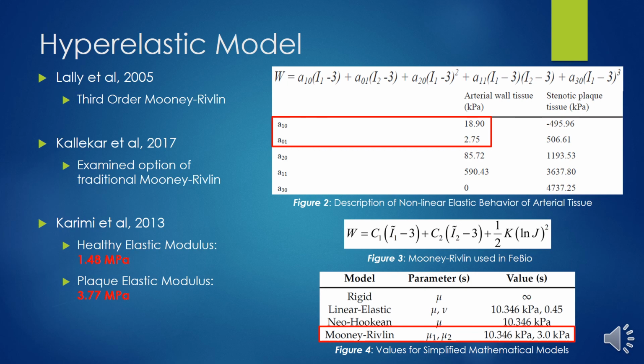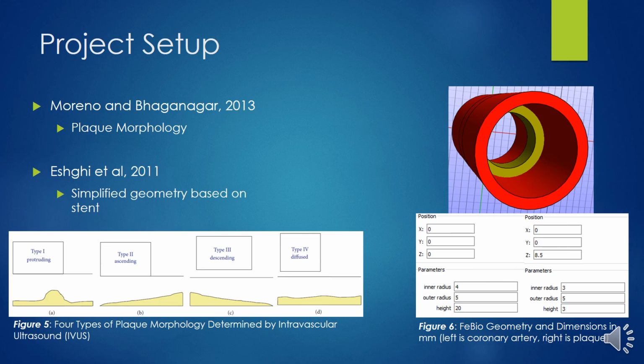Hyperelasticity constants weren't the only variable I tested, as I also examined geometry. A study in 2013 by Moreno and Baganagar used data from intravascular ultrasounds to segment 3D models of diseased coronary arteries and eventually performed finite element analysis on these models. Out of the 42 patients they got data from, they found 4 primary ways that the plaque arranged itself in the coronary artery, as shown in Figure 5. For my project, I considered the protruding and diffuse types.